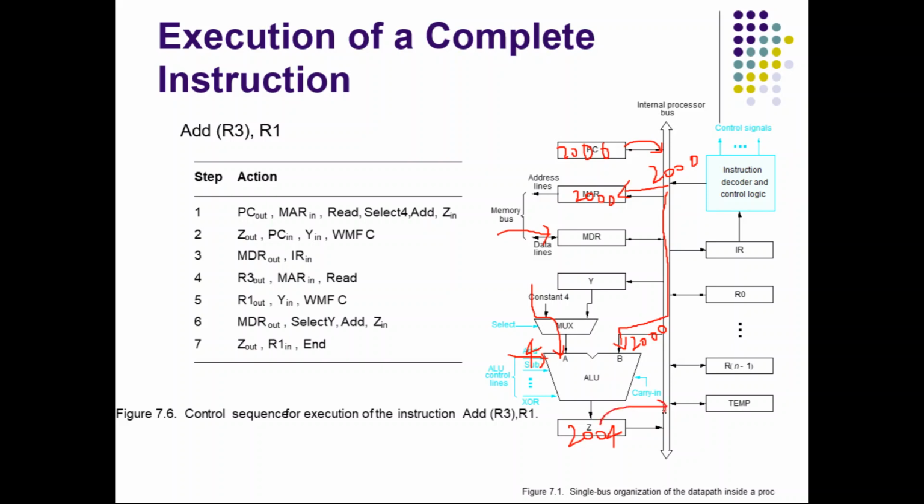So now the internal bus carries 2004. No more 2000, now the internal bus carries 2004. Okay, so this 2004 is now moved to PC in. So PC will become 2004, and it also goes to Y. So Y also becomes 2004. In Y also you'll be having 2004.